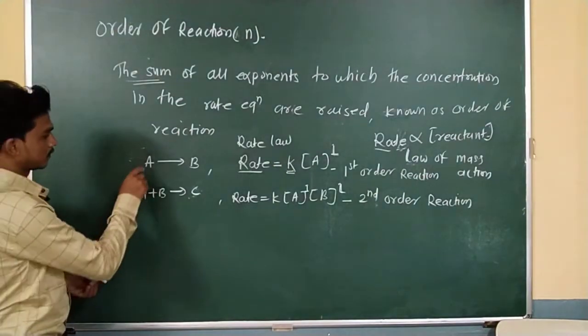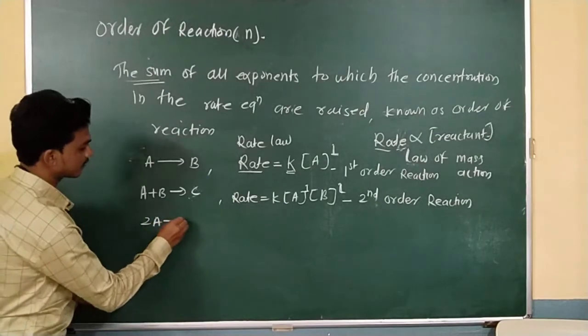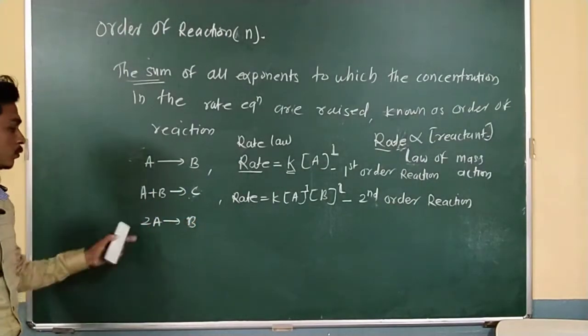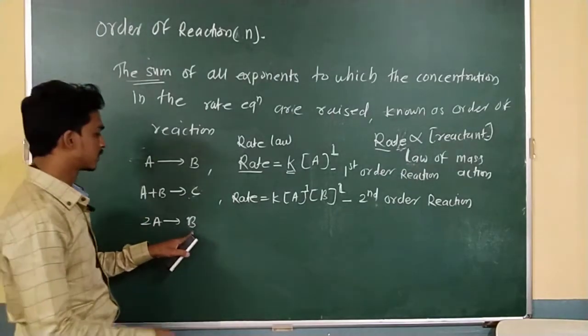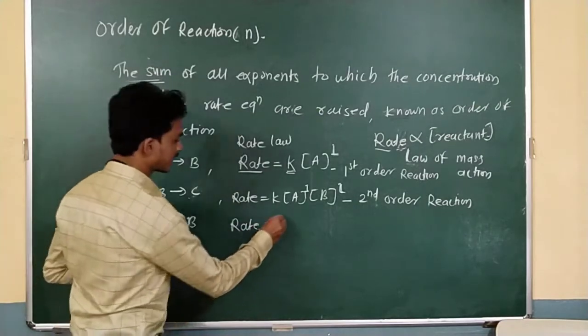Okay, like that, again I can write the same reaction as: 2 moles of A reactant gives product B. If suppose, the rate equation for this reaction I can write like this.